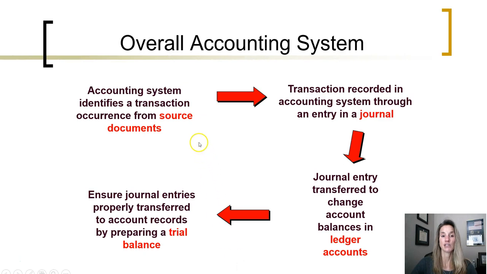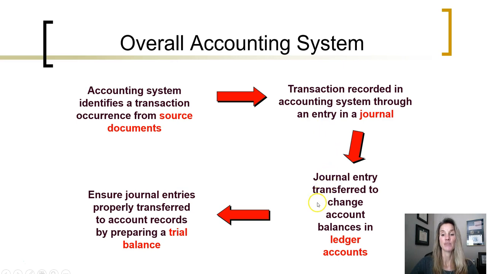The overall accounting system identifies that a transaction occurred by using source documents, such as a sales invoice or a bill received in the mail. A source document is something that indicates that a transaction occurred. That transaction is then analyzed to determine what accounts were affected by the transaction, and then we enter that transaction into the accounting system through what we call a journal entry.